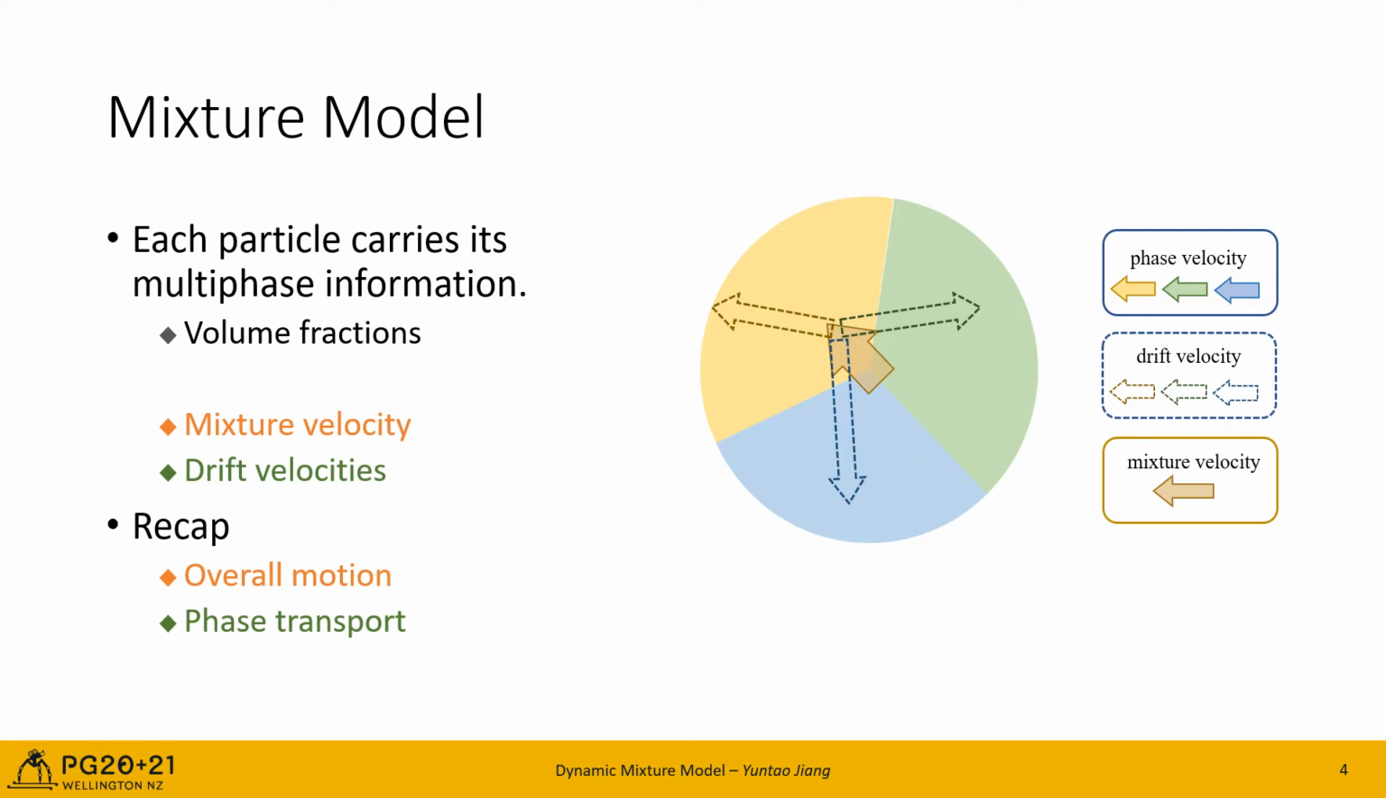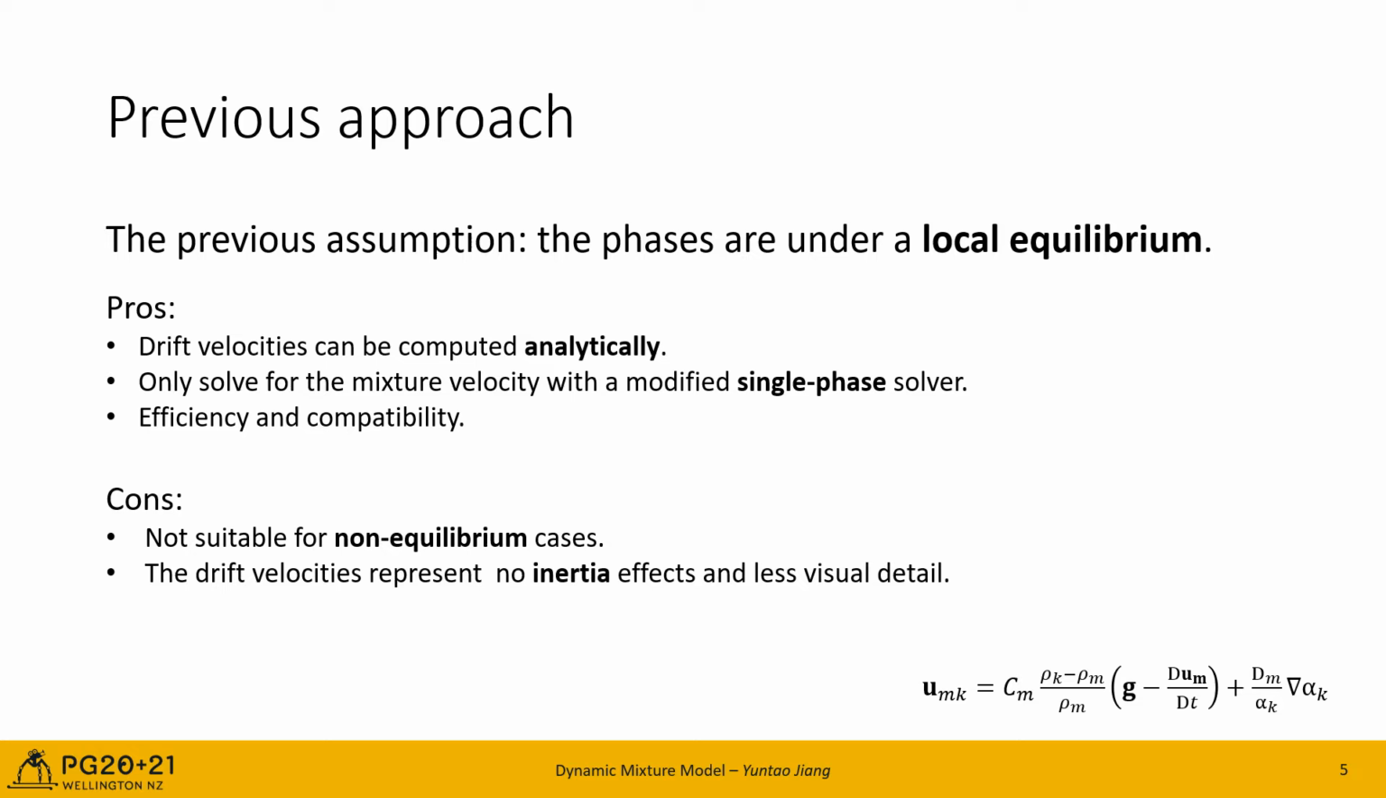And we actually do not need to check the phase velocities in previous models, since we can directly compute the drift velocity from the fluid motion. This is possible because the previous method uses an assumption that the phases are under a local equilibrium. In this case, drift velocities can be computed analytically, depending on the density and the acceleration of the fluids, as shown in the formulation on the bottom right corner.